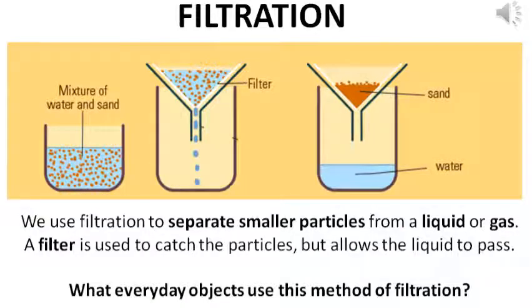Filtration. It is a method of separating insoluble solid components from a liquid by passing them through a suitable filter. That is, where a solid is not dissolved in the solvent. The substance that remains in the filter is called the residue, and the substance that flows through the filter paper is called the filtrate. So, we use filtration to separate smaller particles from a liquid or gas. A filter is used to catch the particles but allows the liquid to pass.